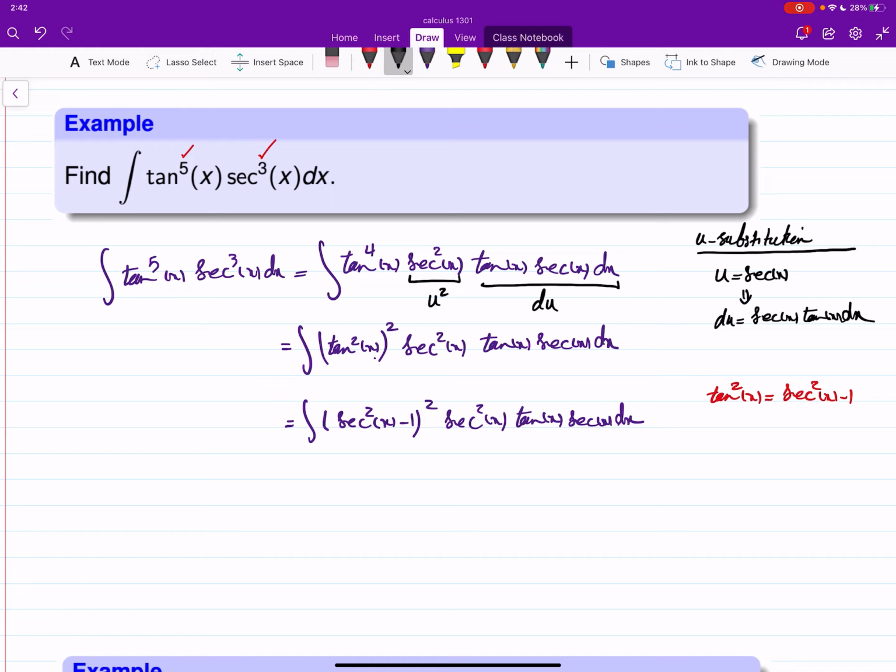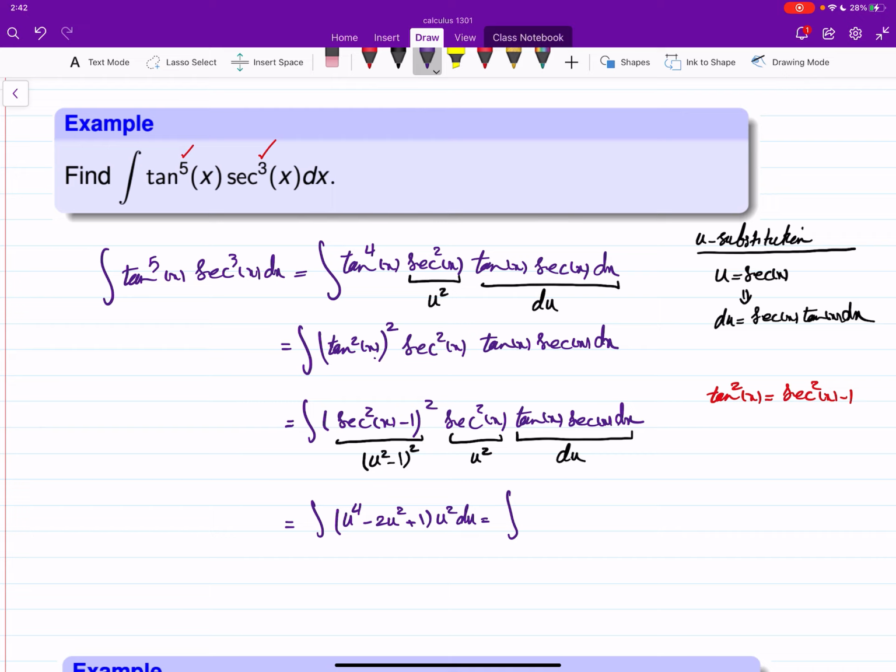But what was important for us was that now everything is ready for the transition from the x integral to the u integral. So let me write it back here. I have u squared minus 1, squared, so it will be u to the 4 minus 2u squared plus 1, times u squared du.